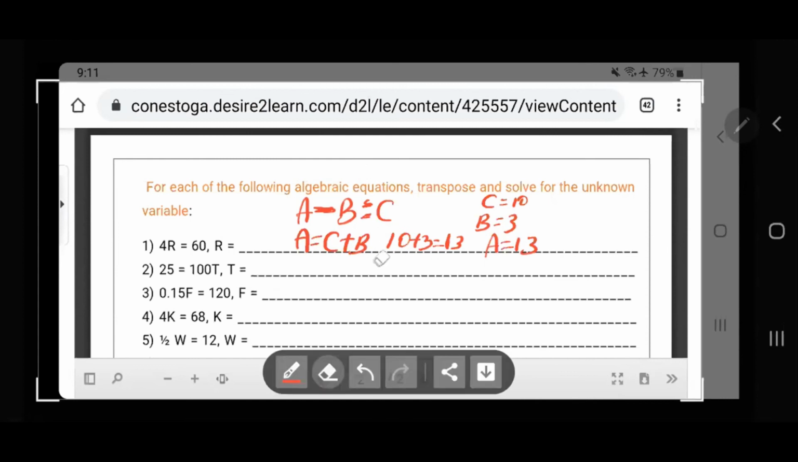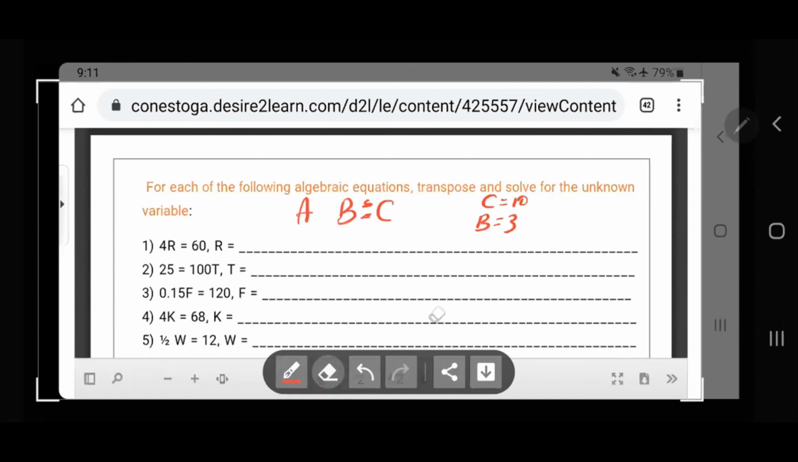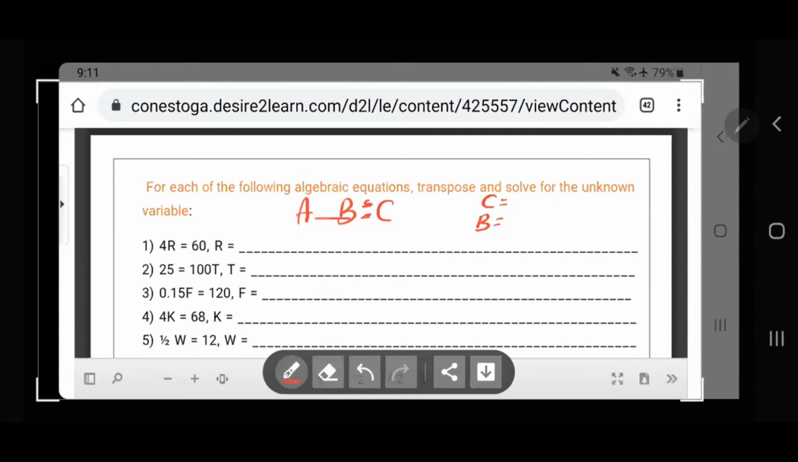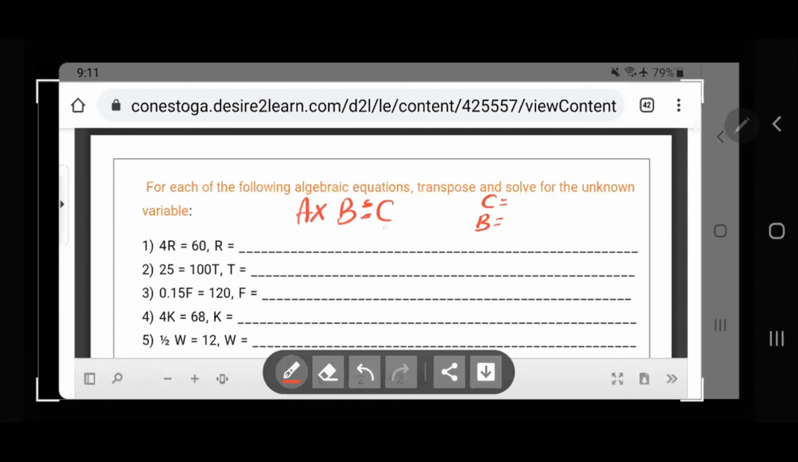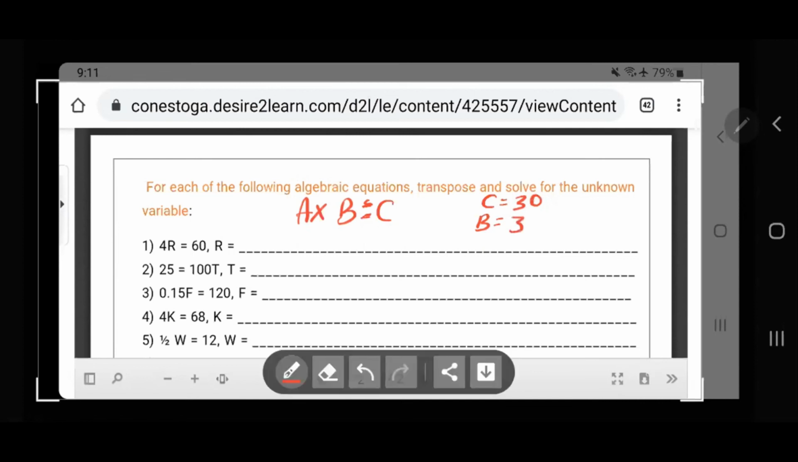Okay, so now let's continue to use the very same problem. But now we are going to change the symbol from minus to times. I'm going to modify this a little bit here, okay? And we are going to have that A times B is equal to C. I'm going to say that C is equal to 30. And I'm going to say that B is equal to 3, for simplicity's sake, okay?